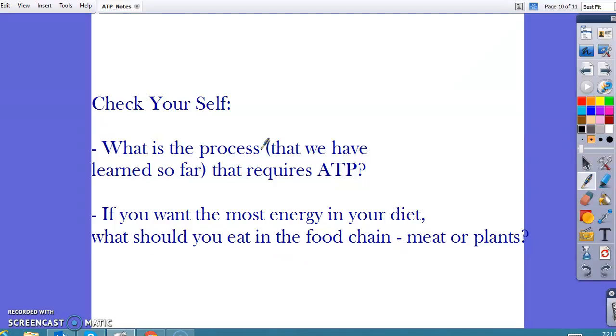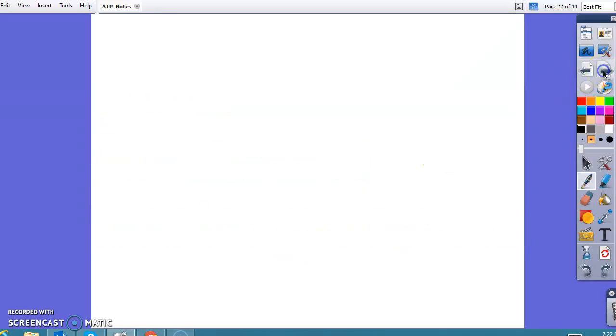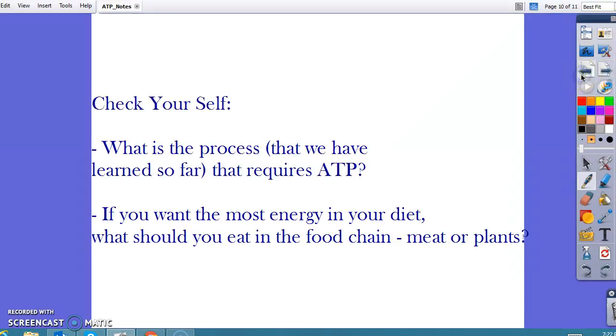And then number 2, if you want the most energy in your diet, what should you eat in the food chain? Meats or plants? We've already done this on the test before, but plants are going to give you the most energy. When you think of energy, you should think of glucose, and now you should really think of ATP. And that is it. So I will see you next time when we get into DNA.